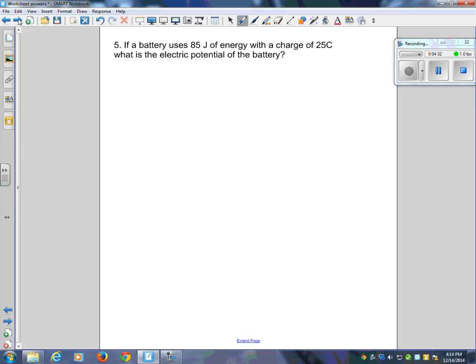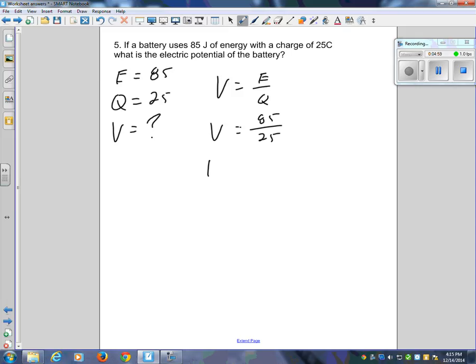Last question. A battery uses 85 joules of energy with a charge of 225 coulombs. What is its electric potential of the battery, or voltage? We have energy, 85, charge, 25. Solving for V, question mark. V equals E over Q. V equals 85 over 25. V equals 3.4 volts. I wrote my variables, I wrote my formula, I lined up my equal signs, I got my answer with units in the bottom right hand corner.